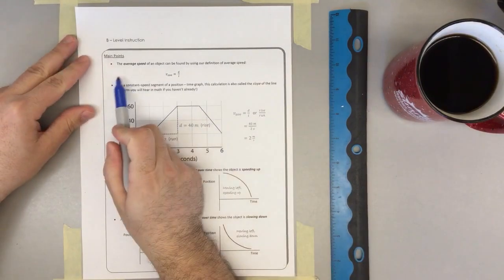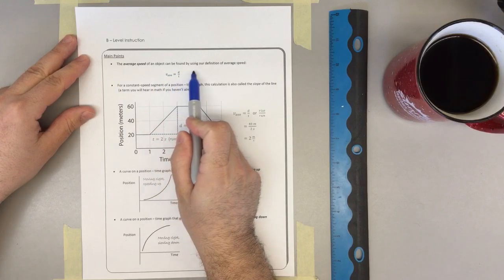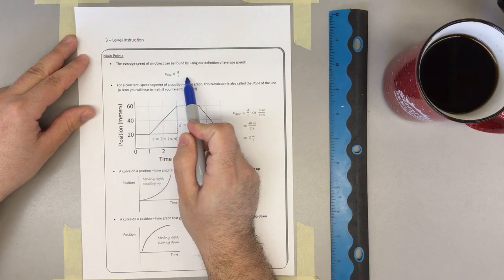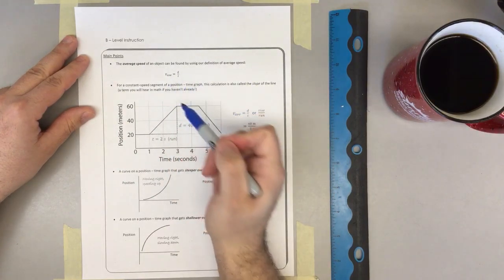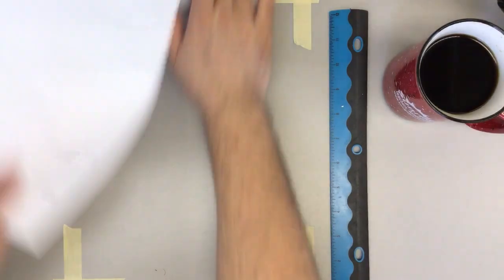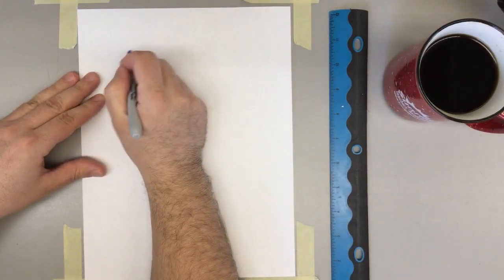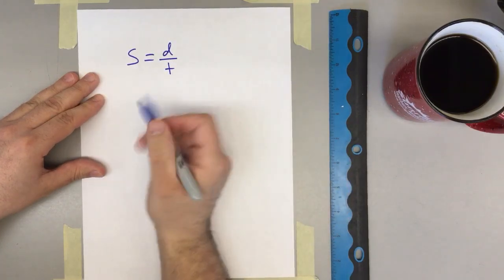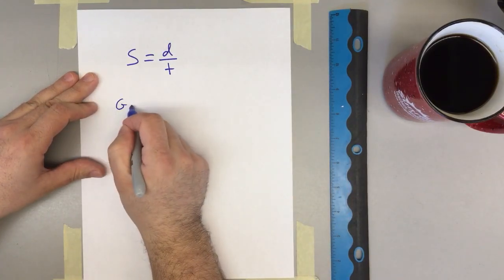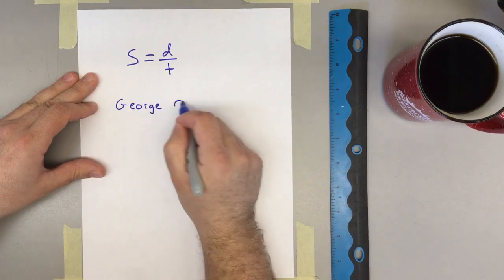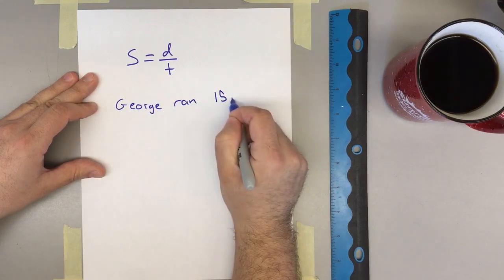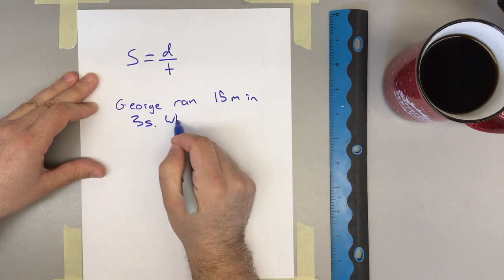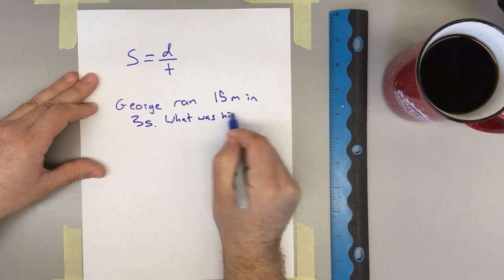So first off, the average speed of an object can be found by using our definition of average speed, which is velocity equals distance over time. It's the exact same thing as speed equals distance over time. Let's do a quick little review there. So if we know that speed equals distance divided by time, let's say a person, we had George. George ran 15 meters in 3 seconds.